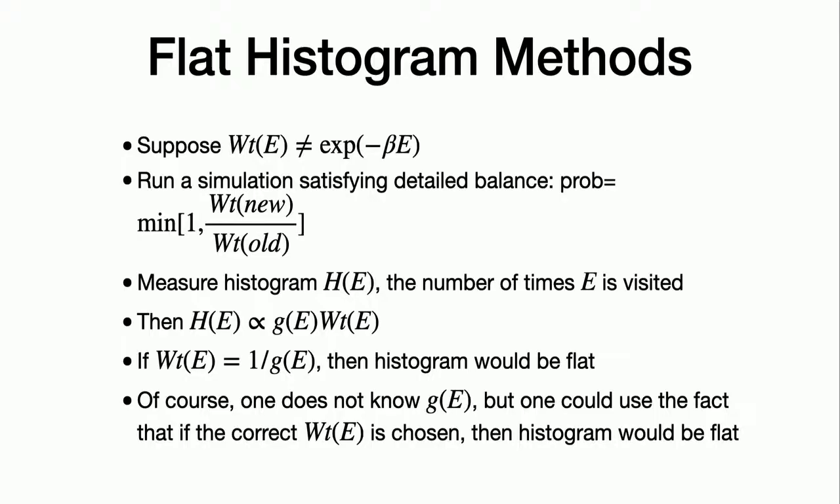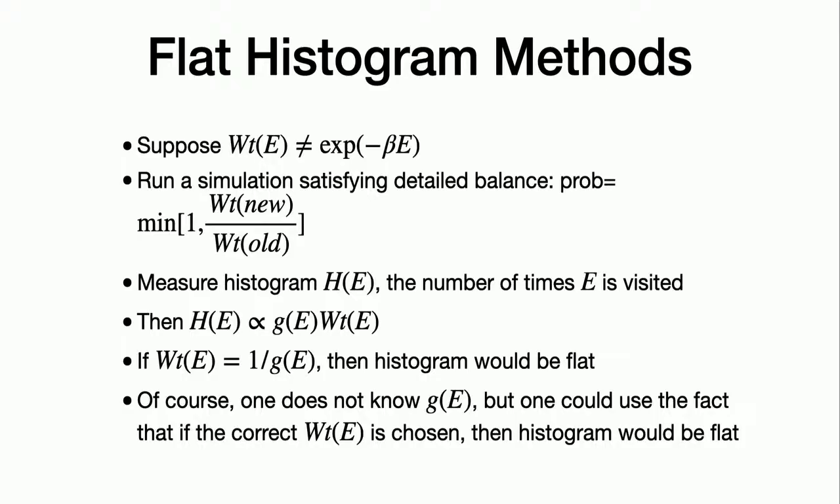What is our weight of E? If the weight of E happens to be 1 by G of E, then the histogram would no longer depend on energy and the histogram would be flat. Of course, one does not know G of E, but one could use the fact that if the correct weight of E was chosen, that is, weight of E is 1 by G of E, then the histogram would be flat. We will use this aspect to figure out the correct G of E. So what is the idea?